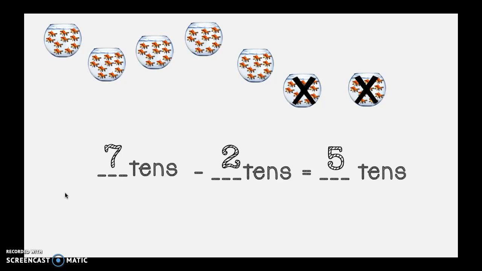If I was going to write the regular way, can you go ahead and press pause and try it on your own? And press play to check yourself? Okay, so I know 7 tens is 70, and then I'm subtracting 2 tens, or 20, and that's going to equal 50. All right, did you do a nice job? Good job. On the count of 3, super clap. 1, 2, 3. Rock stars.